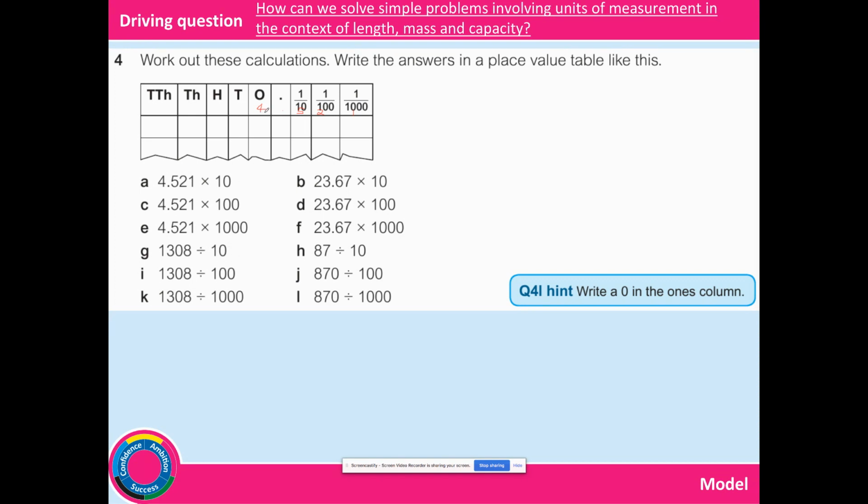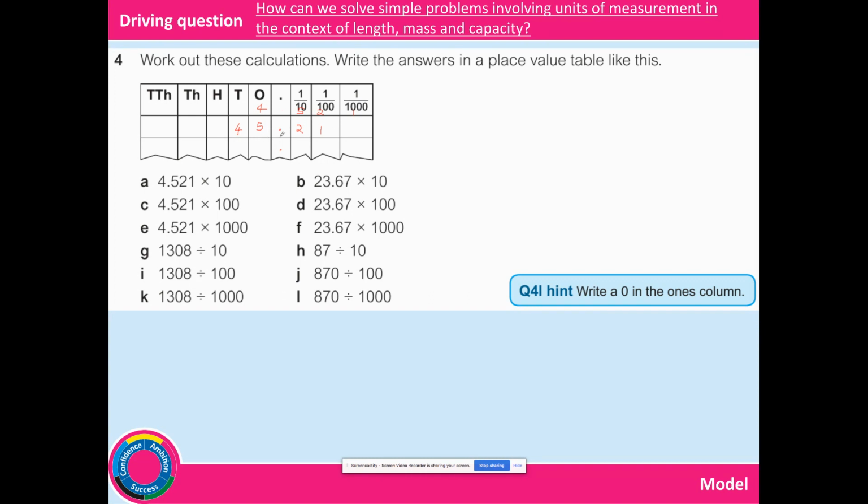So we need to know what actually happens to these digits when we're multiplying or dividing. When we multiply by 10, we're making a bigger number because we're multiplying, and we're moving the digits one place over on our value table. There's 1 0 in 10, so we're going to move one place. So that 4 will move into here. This 5 will move into here. The decimal just stays as a decimal. The 2 will move up one place. The 1 will move up one place. So 4.521 multiplied by 10 is 45.21.